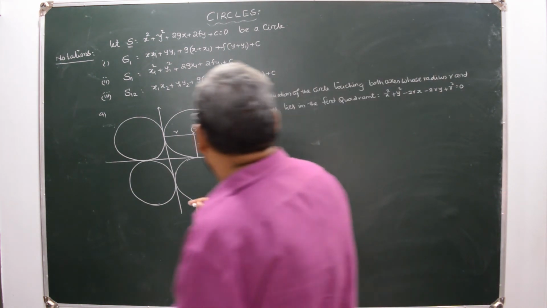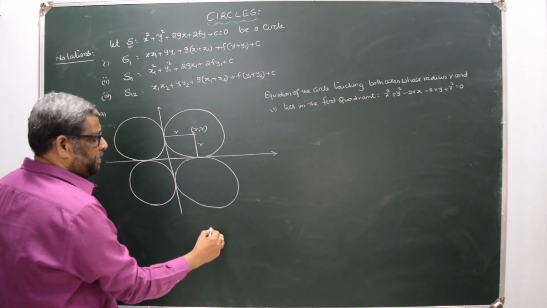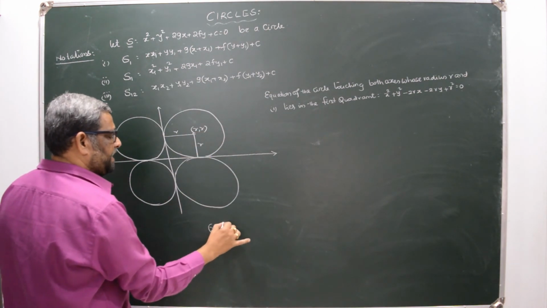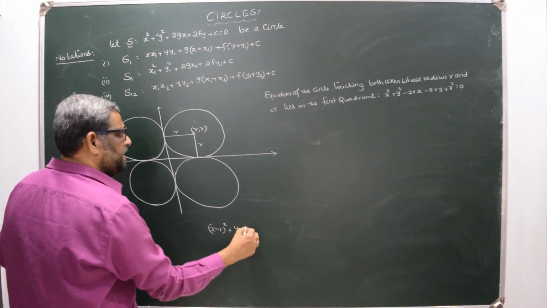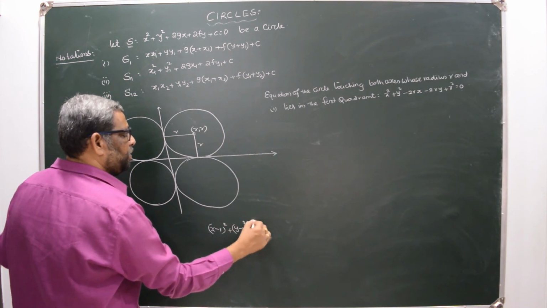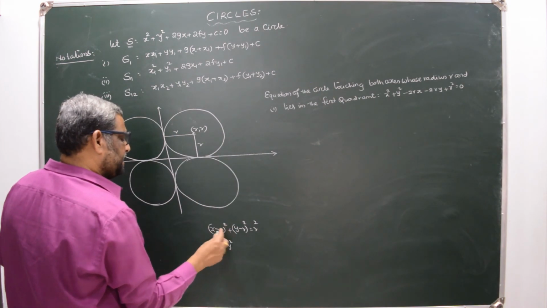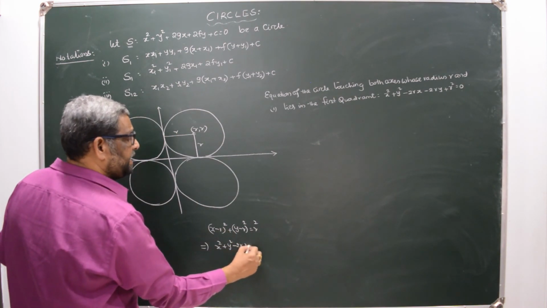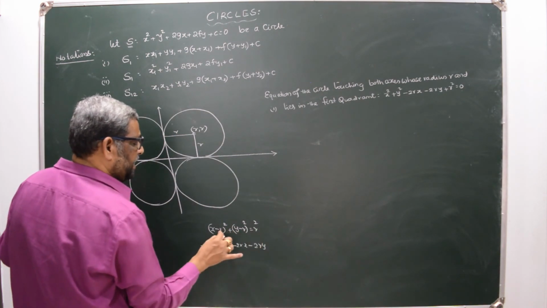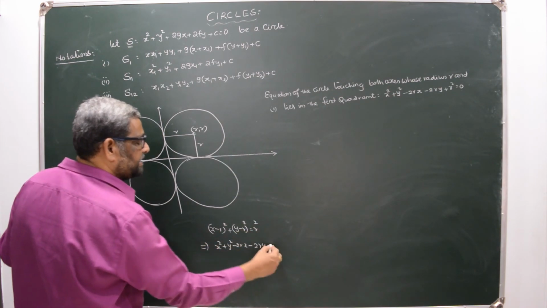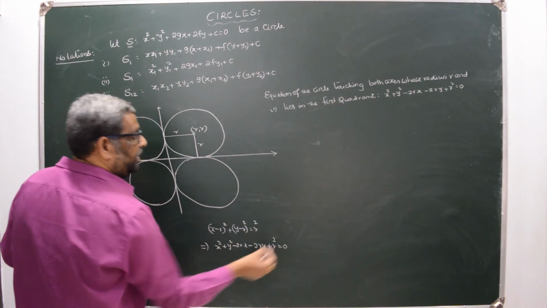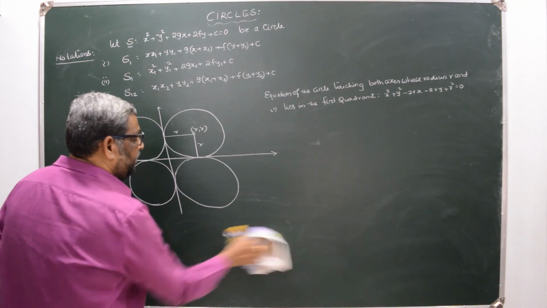You may have a doubt how it came. Since the center is r comma r, (x minus r) whole square plus (y minus r) whole square is equal to r square. That is x square plus y square minus 2rx minus 2ry plus r square plus r square. One r square gets cancelled, plus r square. So that is the circle that lies in the first quadrant.